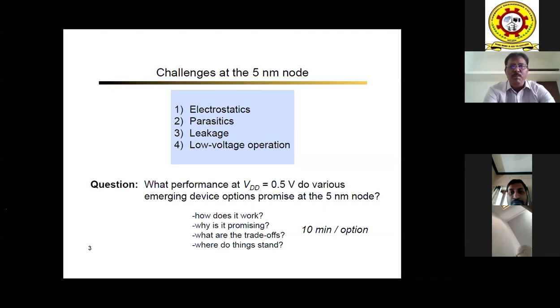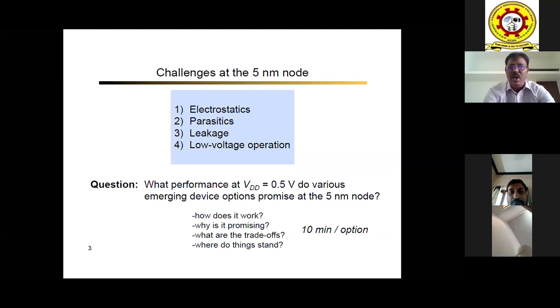What performance, like VDD, is actually the supply voltage. The supply voltage has become now 0.5 volts. Earlier, when we were introduced to digital electronics, we were taught that 5 volts is considered as digital logic one, and 0 volts is considered as digital logic zero. That was the trend we started from TTL onwards, isn't it?